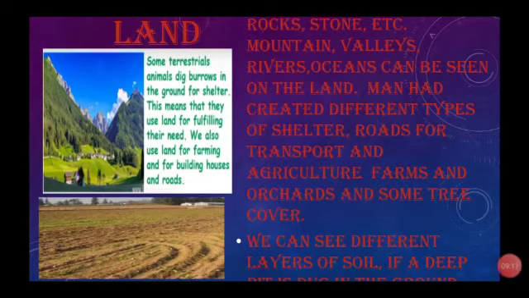We also use land for farming and for building houses and roads. We make use of plants and animals in the forests that grow on land. Minerals, crude oil, and natural gas are obtained from the earth. That is why land is very important for us. It means that land is an important resource.